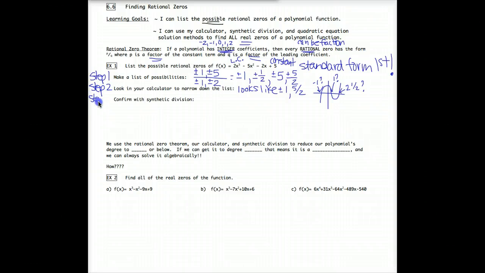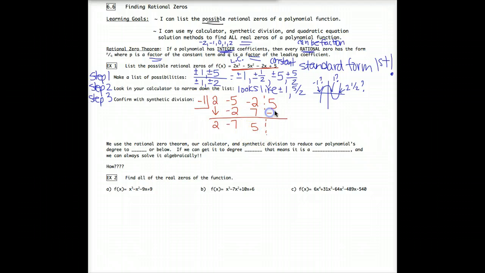Step 3 when we're finding zeros is going to be to confirm with synthetic division. So now I'm going to take one of these, it doesn't matter which one, and I'm going to confirm it with synthetic division. I'll just start on the left, with -1. The polynomial is right here, so copy its coefficients: 2x cubed minus 5x squared minus 2x plus 5. Draw my vertical and horizontal lines. Bring down the first term. Box times bottom. Add. Box times bottom. Now add.